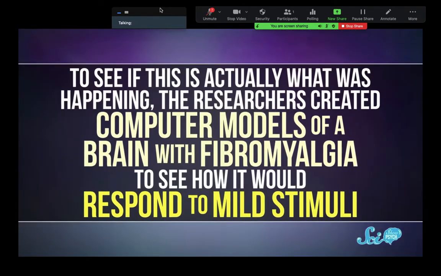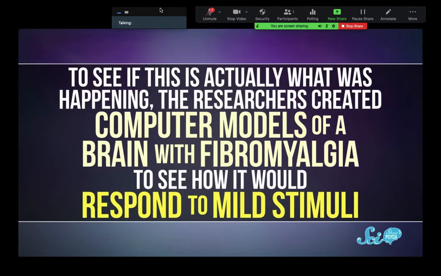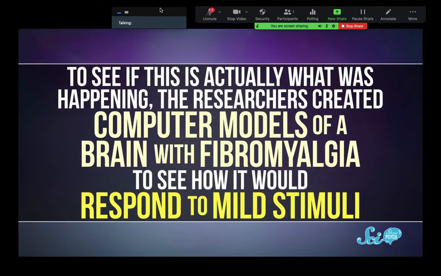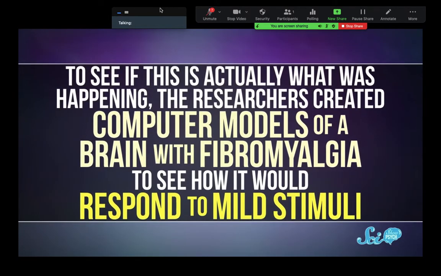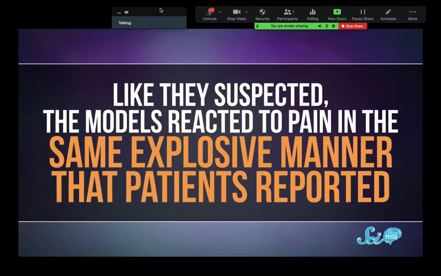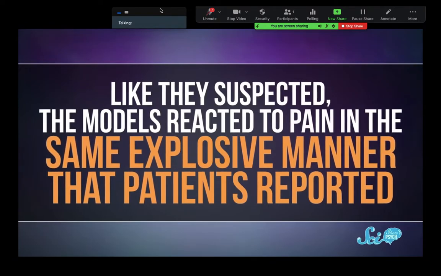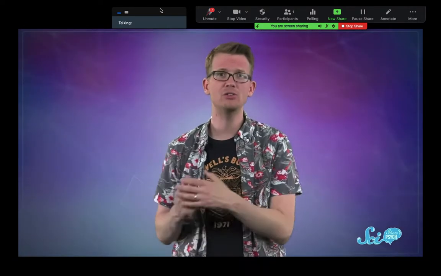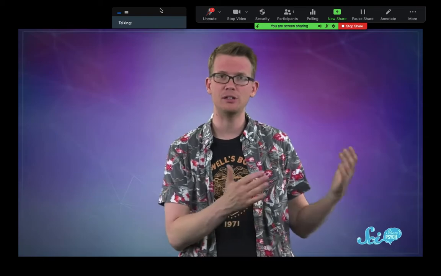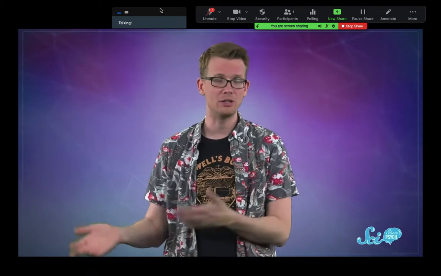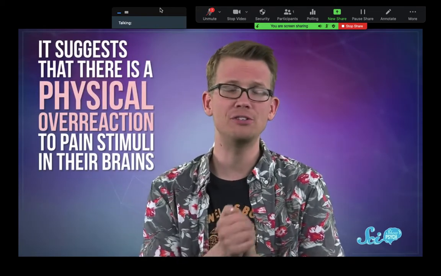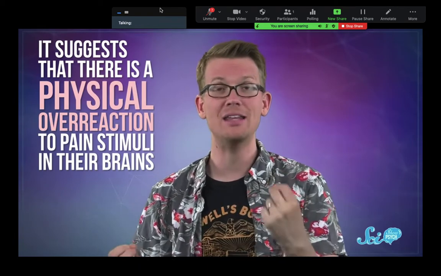To see if this is actually what was happening, the researchers created computer models of a brain with fibromyalgia to see how it would respond to mild stimuli. And like they suspected, the models reacted to pain in the same explosive manner that patients reported. This really tells us that fibro isn't just a case of people believing they're experiencing more pain or something to ignore. Instead, it suggests that there's a physical overreaction to pain stimuli in their brains.